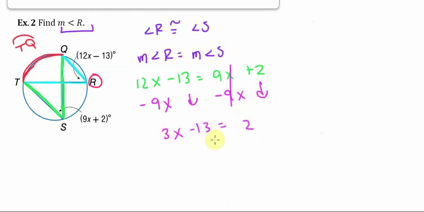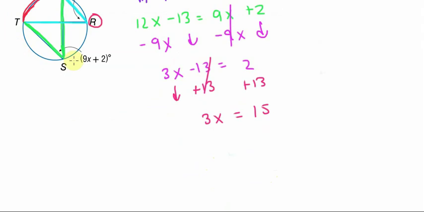Now, since my x's are on the left, to further simplify, I'm going to want to add 13 to both sides. On the left, negative 13 plus 13 cancels, and I can bring down my 3x. Then 2 plus 13 on the right is going to give me 15. To finish off, since I'm multiplying by 3 on the left, I want to divide by 3 on both sides to undo my multiplication. So 3 over 3 gets me x on the left, and 15 divided by 3 gets me 5.